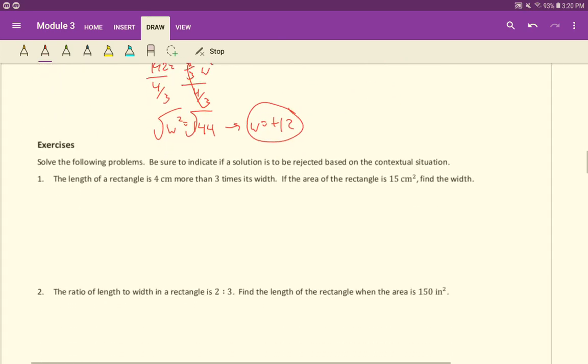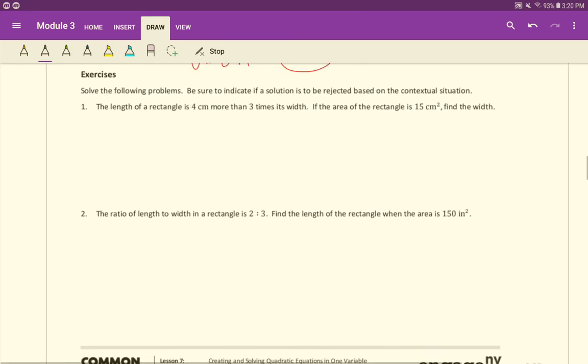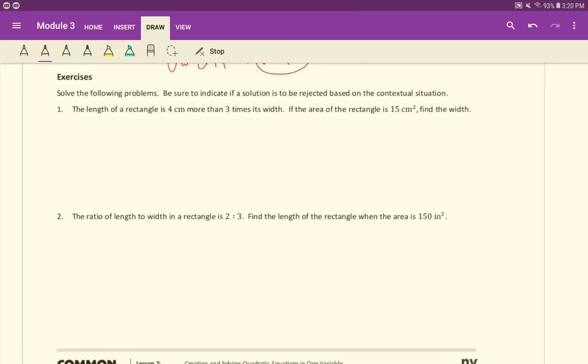All right, let's take a look at some of these exercises here. Solve the following problems. Be sure to indicate if a solution is to be rejected based on the contextual situation. The length of a rectangle is 4 centimeters more than 3 times the width. If the area of the rectangle is 15 centimeters squared, find the width. And then here, the ratio of the length to width in a rectangle is 2 to 3. Find the length of the rectangle, and the area is 150 inches squared. So why don't you guys go ahead, pause the video, try those two problems out. They're just like the two we just did.